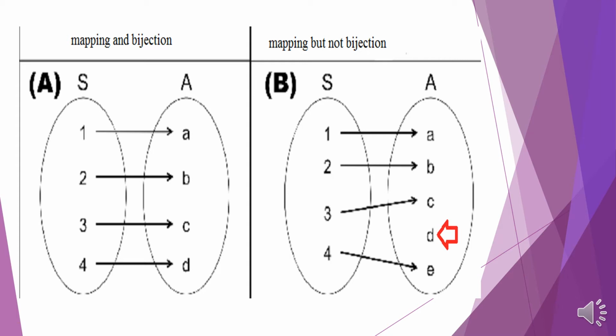Why? Look at the element D. Element D, we don't have an arrow arriving from S to D. So it is not bijection.